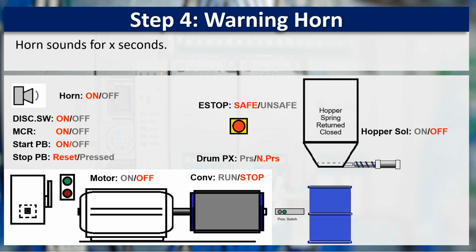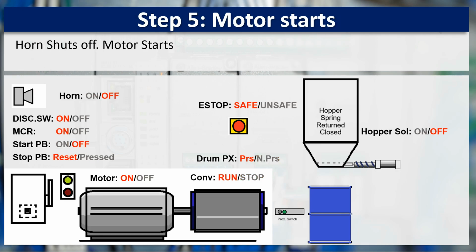The start push button is pressed. It's momentary, so you can release it. But as it turns on, it's going to set the MCR to the on position, pulling in. And that's going to start a horn which will sound for a few seconds and then stop. Once the horn shuts off, the motor contactor pulls in and the motor starts to build up speed.